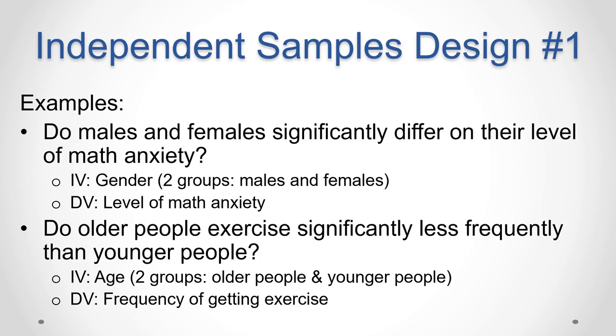Number 2: Do older people exercise significantly less frequently than younger people? The independent variable is age with 2 independent groups, older people and younger people. The dependent variable is frequency of getting exercise.